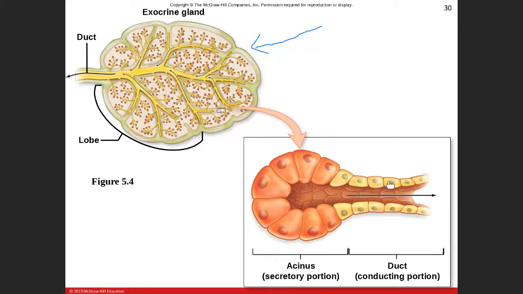All right, and then where it tapers down and becomes this tube-like structure, that's the duct. All right, and that's going to conduct or transport the secretions out to the epithelial surface. Okay, so remember now we're dealing with exocrine glands. Exocrine glands have ducts. Okay, and then you'll have a major duct, and that duct will then secrete whatever it is out into the epithelial surface there.